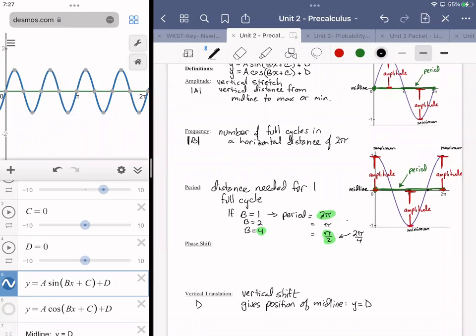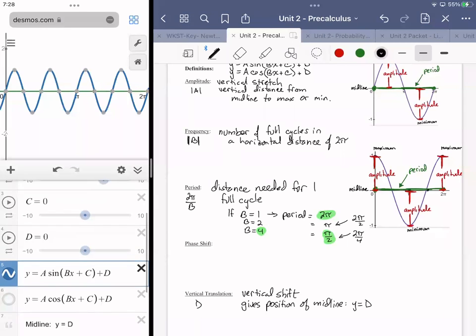If I take the 2 pi and divide it by 2, that gets me to the pi. So what we get out of this is a rule. If we take 2 pi and divide it by the frequency, that's going to give us the period or the distance needed for one full cycle for any trig function. All right. So you could actually draw that up in Desmos and make that a rule.